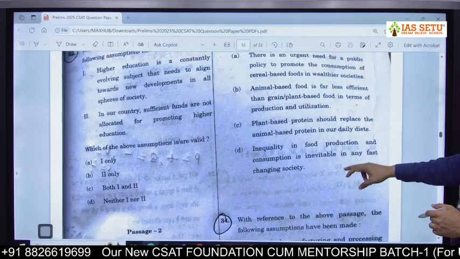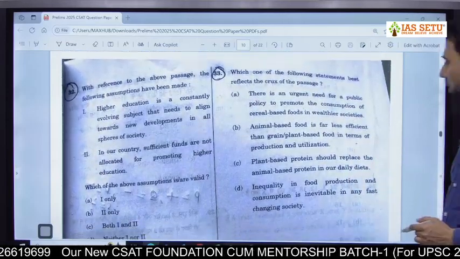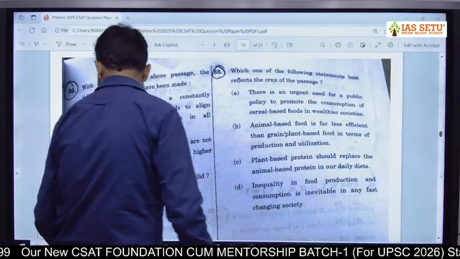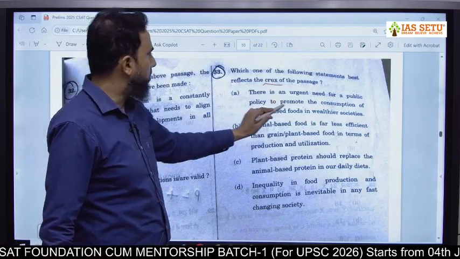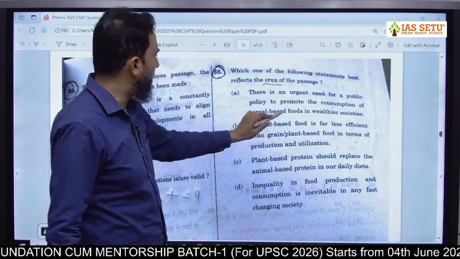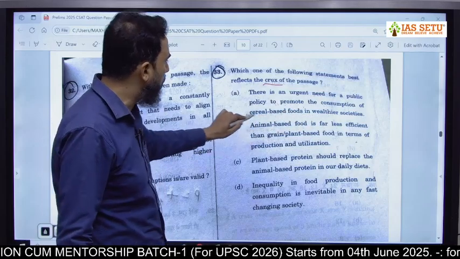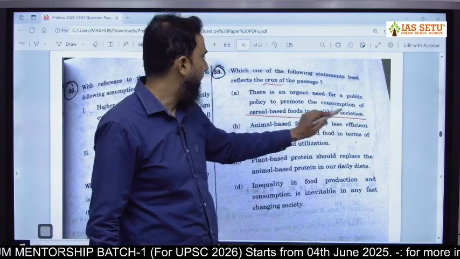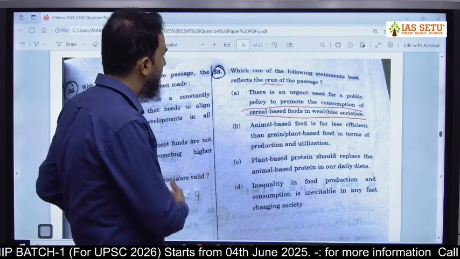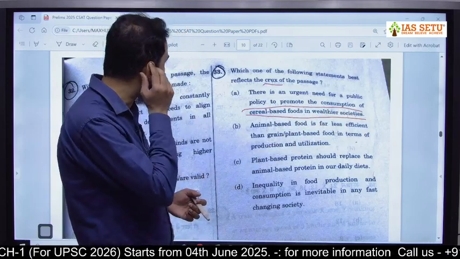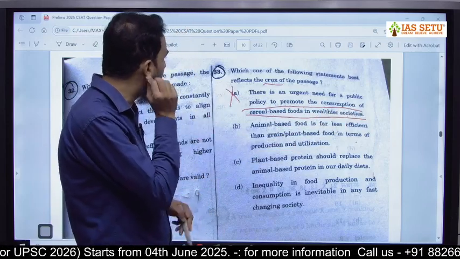Question number 33, main idea, crux of the passage. A, there is an urgent need for a public policy to promote the consumption of cereal-based foods in wealthier society. Now this should come from the passage, right? And it leaves out the other important issues raised in the passage. So option A is incorrect.